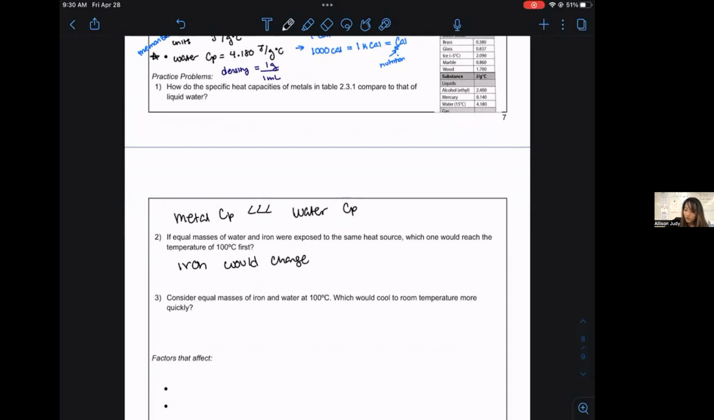Excellent. Iron would change faster because it has a lower heat capacity, which means its temperature changes quicker in response to heat exposure, right? You could write that in response to heat exposure.